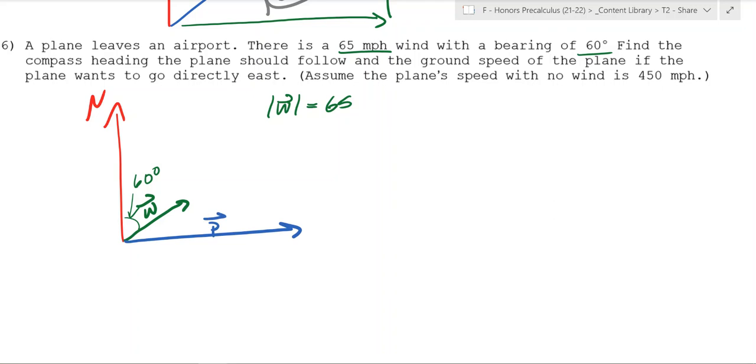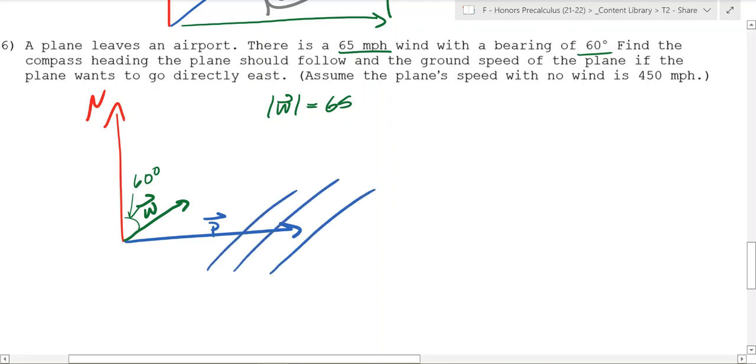So the way you can think about this, if the plane just goes in that direction, it's going to get blown this way. It's going to end up going like this. It's going to go too far to the north. So because of this wind right here, it has to head not due east if it wants to end up going due east.